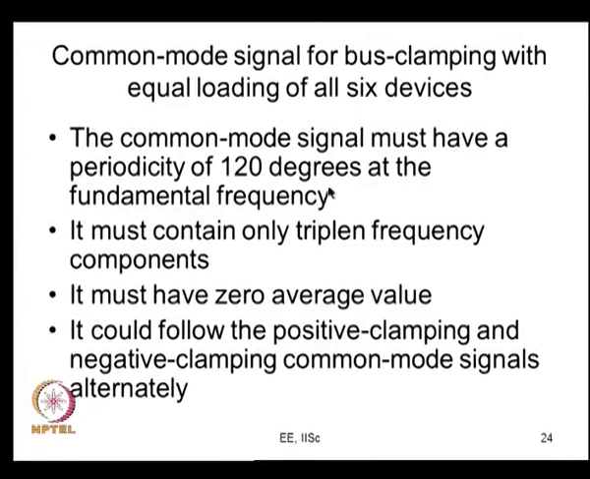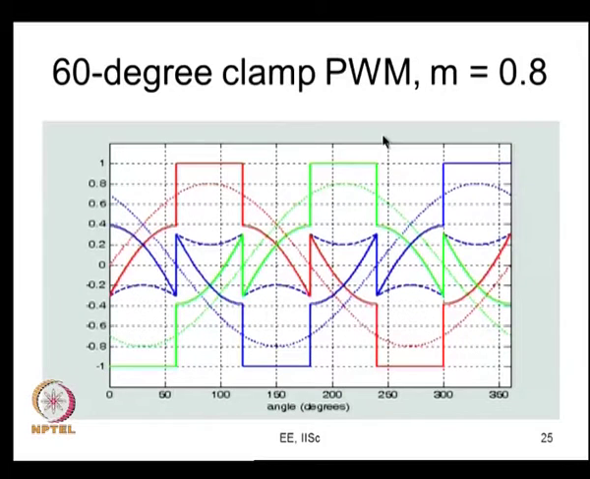It must have a periodicity of 120 degrees, it must contain only triplet frequency components, it must have 0 average value. If you ensure all these things, you will be making sure that the positive and negative clamping mode signals alternate, I mean the whole operation is symmetric, and all the 6 devices will have equal amount of losses. We discussed this when we were discussing the PWM.